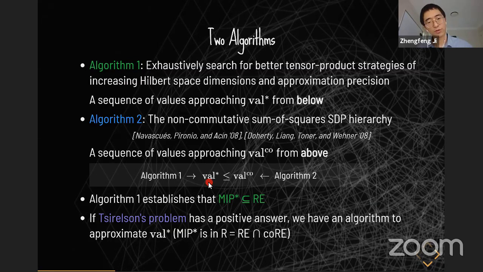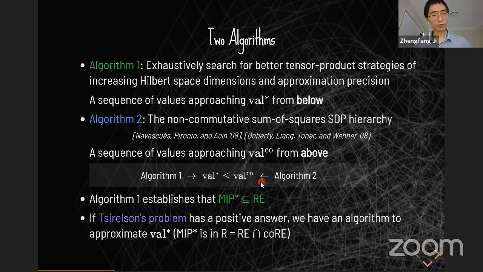The other algorithm is very non-trivial, and basically it's a non-commutative version of sum of squares, SDP hierarchy, also known in the community as NPA hierarchy, following this reference. They would give you a sequence of SDPs whose value converges to the commuting operator value from above.